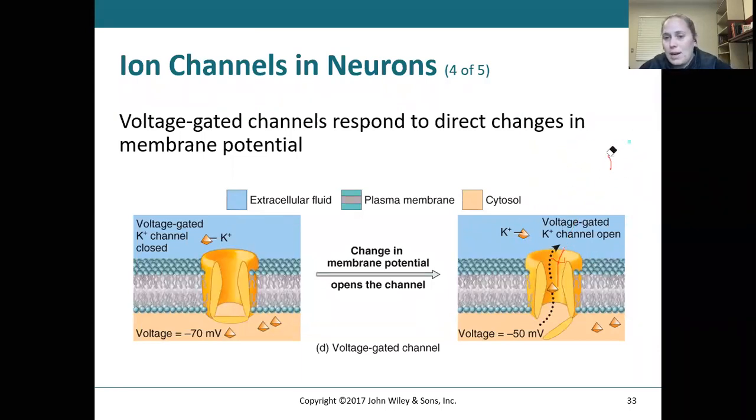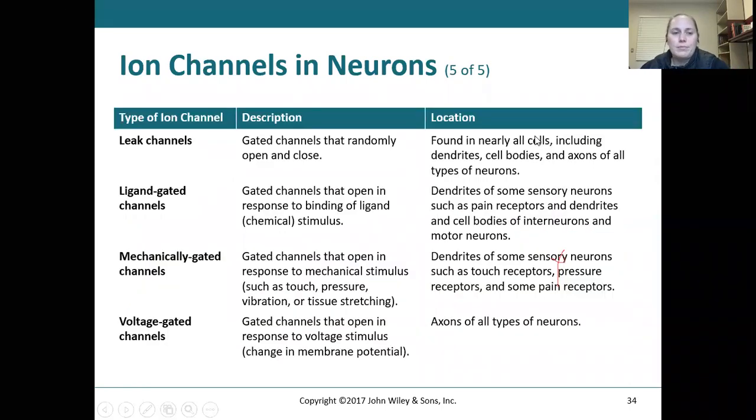I just really want to talk about action potentials all day, and hopefully this doesn't confuse you. Okay, so the 4 different ion channels that we talked about. First were leak channels. So when leak channels open, that ion is going to move down its concentration gradient. So if you had a potassium leak channel, it's going to leave the cell. If you had a sodium leak channel, it would go into the cell. Again, these are found in nearly all cells. They randomly open and close.